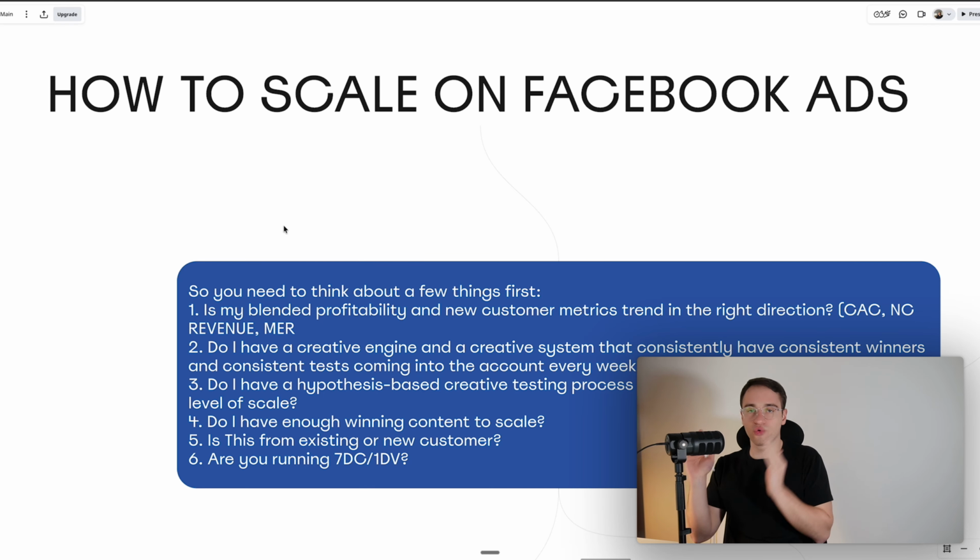You're not going to be really focused on creative. It's going to be focused on the ad account itself. I'll show you exactly the next steps to really scale.